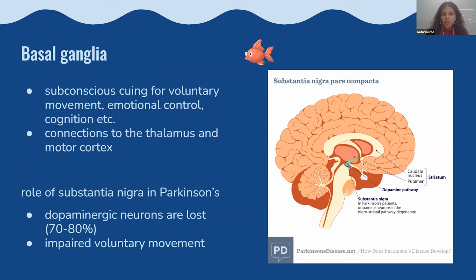Yep, so Sayumi already went through the basal ganglia, but we're just going to link it to something here. In particular, the part of the basal ganglia known as the substantia nigra is really important to discuss when we're talking about Parkinson's disease. Within the substantia nigra, a patient who has Parkinson's is going to lose about 70 to 80% of their dopaminergic neurons, which are important to voluntary movement. And that's why you have that impairment within Parkinson's disease. I think we'll talk about that a bit more in the next slide.